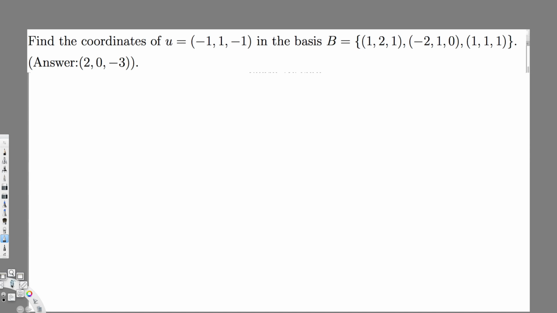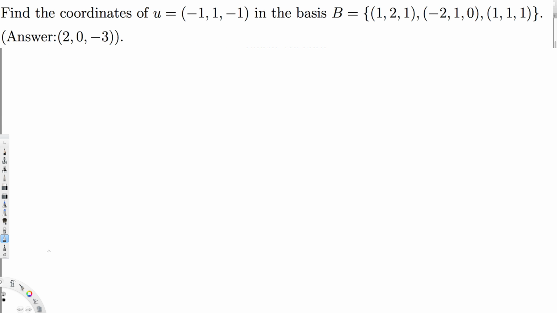Guys, let's do this problem right here. It's asking: find the coordinates of u = (-1, 1, -1) in the basis B = {(1, 2, 1), (-2, 1, 0), (1, 1, 1)}, and the answer is given as (2, 0, -3). Let's see how we can get this answer.